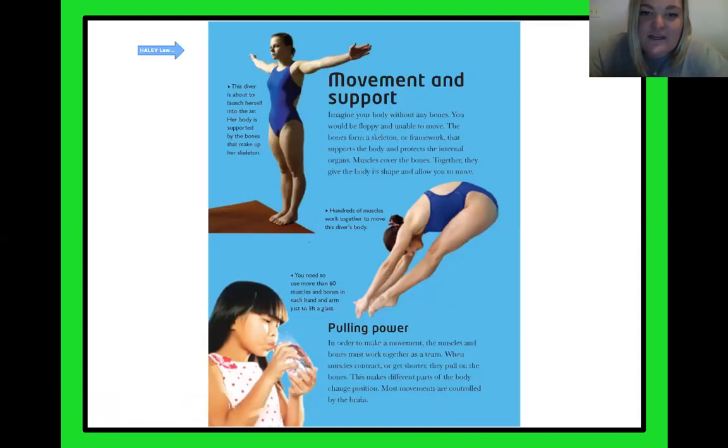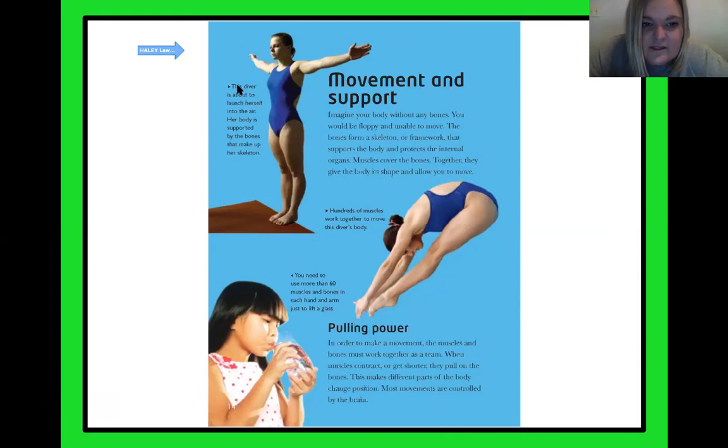All right, movement and support. Imagine your body without any bones. We've done that. You would be floppy and unable to move. The bones form a skeleton or framework that supports the body and protects the internal organs. Muscles cover the bones. Together, they give the body its shape and allow you to move.